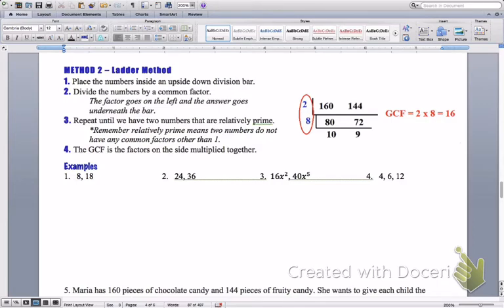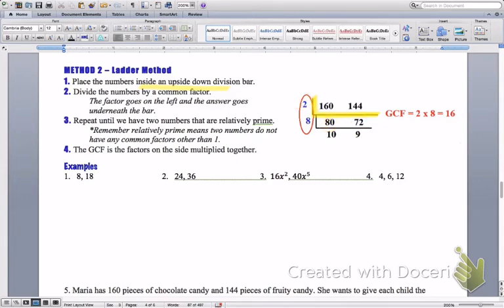So first set of directions says place the numbers inside the upside down division, which is this guy right here. So we start with this right here. You divide the numbers by a common factor. So in this case, the numbers 160 and 144 are divisible by 2. That's why this number 2 is on the left. So divide the numbers by a common factor. That number goes on the left. That's step 2. And the solution after you divide by 2 goes here. So after I divide these numbers by 2, I get 80 and 72.